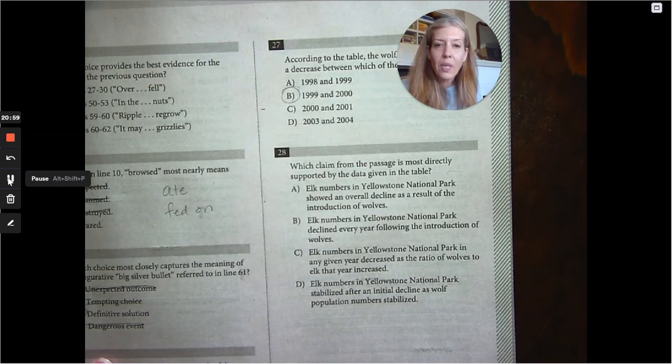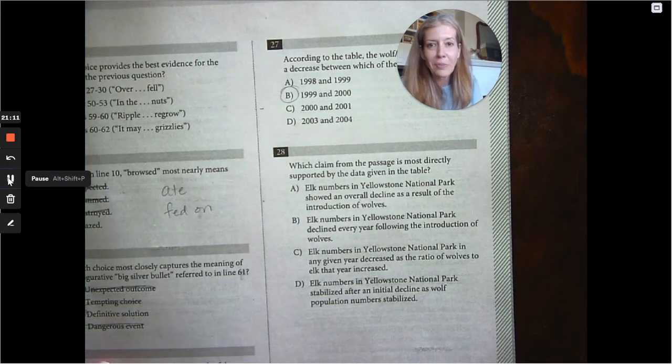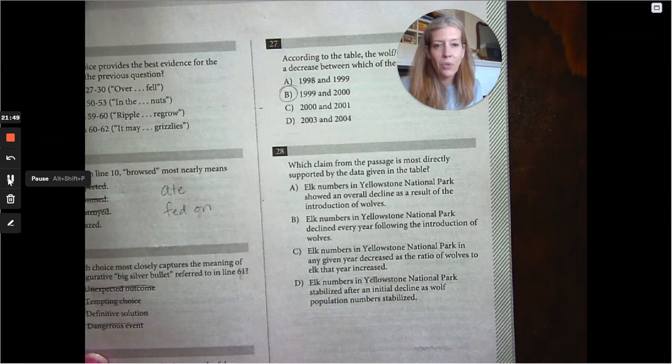Which choice from the passage is most directly supported by the data given in the table? Ooh, interesting. Okay. Elk numbers. Before I look, I'm trying to narrow it down. You know what I'm doing. Thank you for understanding what I'm doing. Elk numbers in Yellowstone National Park showed an overall decline as a result of the introduction of wolves. True statement. Yes, because the wolves fed on the elk. Elk numbers declined every year following the introduction of wolves. Possibly. Can't get rid of that. Elk numbers in any given year decreased as the ratios of wolves to elk increased. That's plausible.